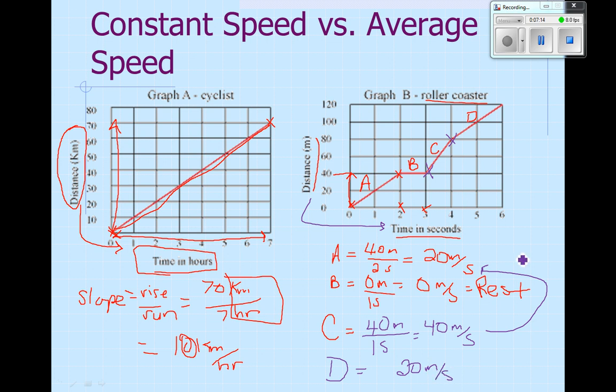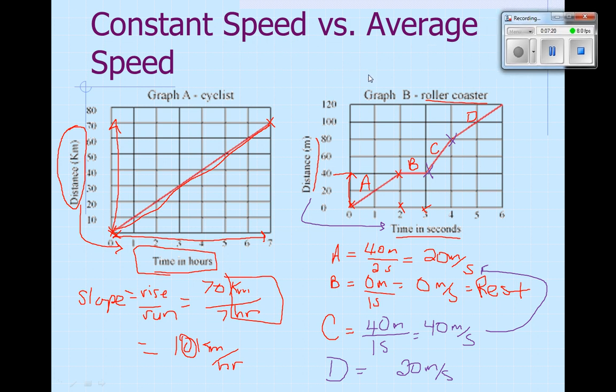So make sure that you take the online quiz asking about constant speed versus average speed, and then we will practice some graphing in class based on how you did.